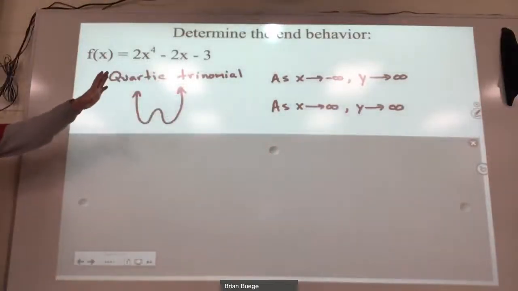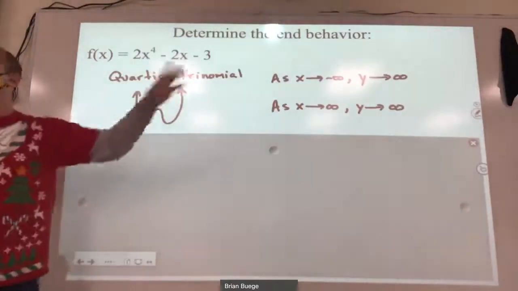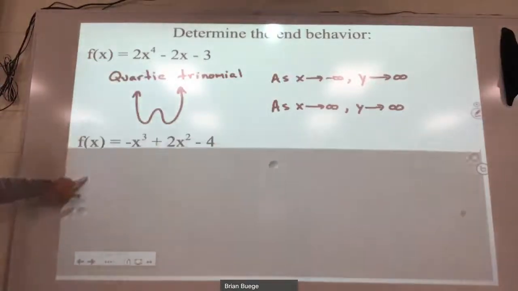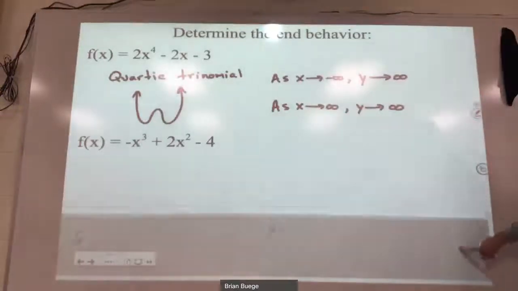Right there is basically a summary of this entire lesson. Can you name this? Can you have an idea of what this looks like? And can we figure out what's happening on the ends of the graph? Okay? Let's do another one. Let's put this one together as well.